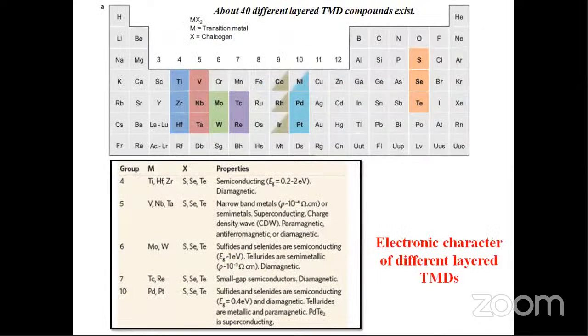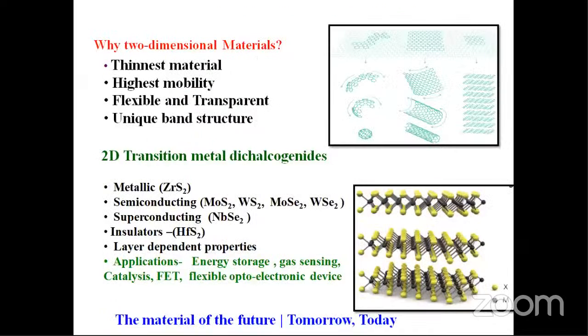Nearly 40 different types of dichalcogenide materials exist in nature. They have all the solid-state properties: semiconducting, insulating, and metallic behavior. I will discuss only MoS2, not all of these dichalcogenide materials.